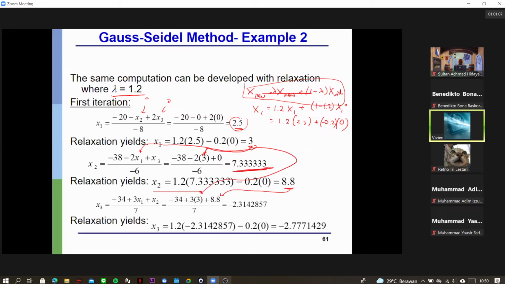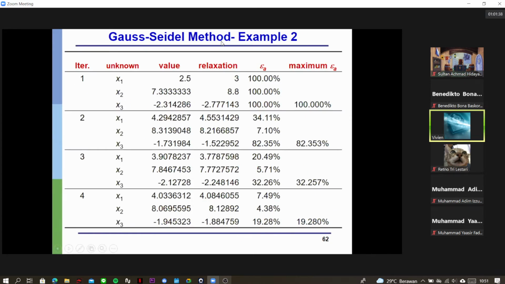It means that the value that is used is the updated value with the relaxation factor. Then we have x3, and again x3 is calculated with relaxation first, so that we have the value. Then we can use all of these values later for the second iteration and so on. So this is the final value. The value with the relaxation factor is the result that we have. So from the first iteration, the value with the relaxation factor will be here.